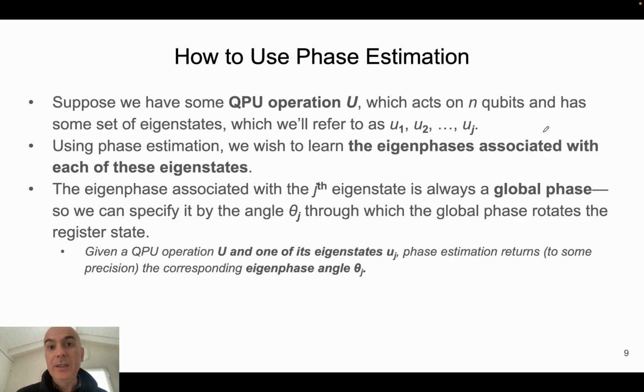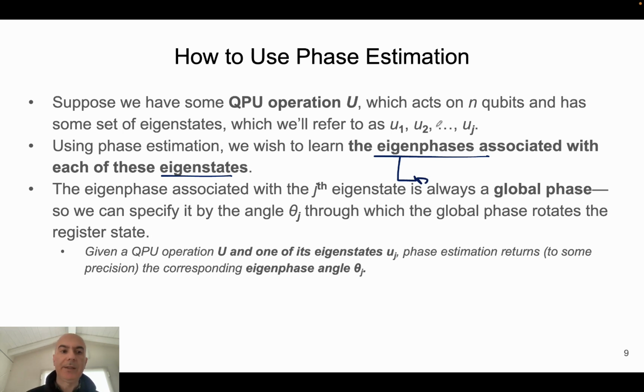The basic intuitive mechanism of how phase estimation works is that we have some QPU operation called U, which acts on n qubits and has some set of eigenstates, which we refer to as U1, U2, and Uj. Using phase estimation, we want to learn the eigenphases associated with each of the eigenstates. So we will give as input eigenstates or a superposition of eigenstates, and we will obtain as a result a superposition of eigenphases.